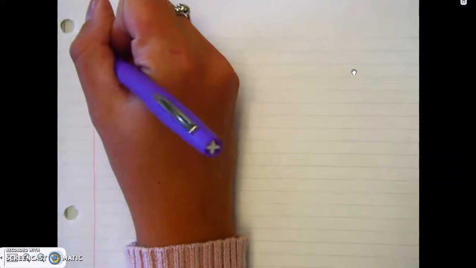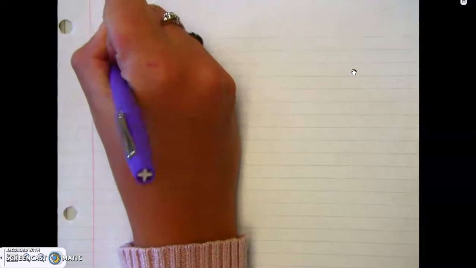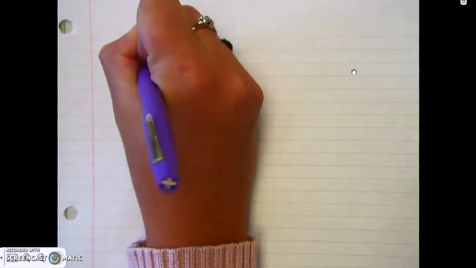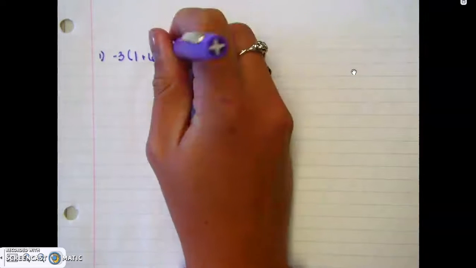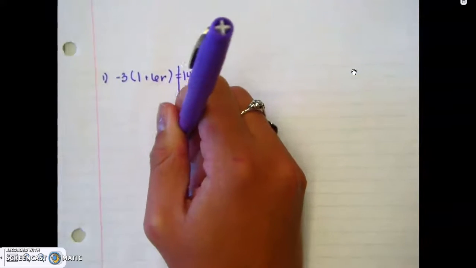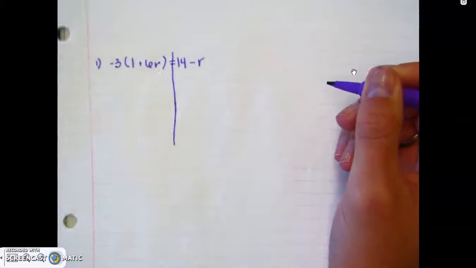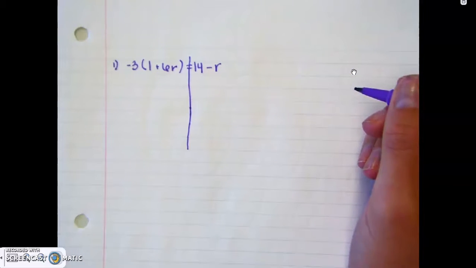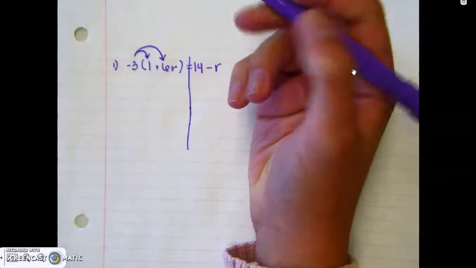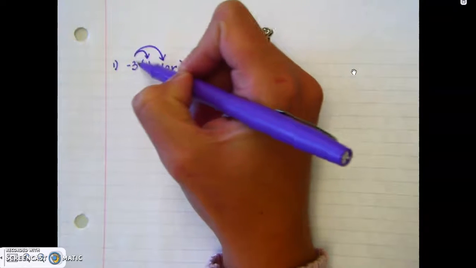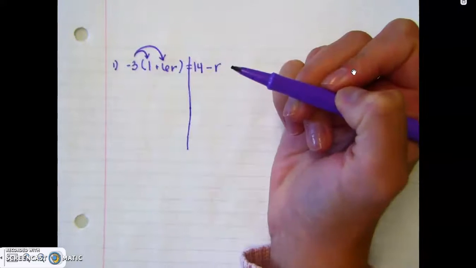So the first example I'm going to show you looks like this: -3 times (1 plus 6r) equals 14 minus r. Okay, the first thing I want to do, and you might have heard this before, is split up both sides of the equal sign, so that you don't combine like terms where you're not supposed to. So the first thing I might do here is distribute that -3. A lot of students will distribute the 3 and not take the negative, but if it's a negative number, you have to distribute the -3.